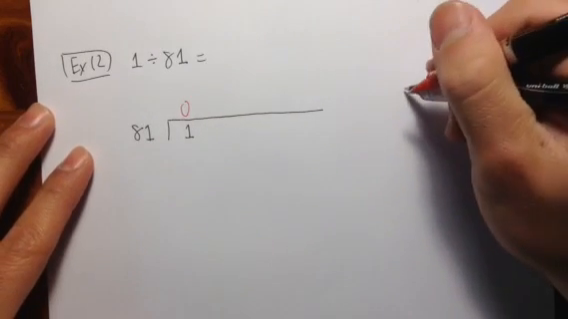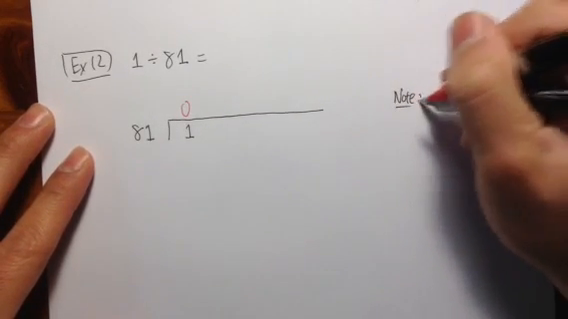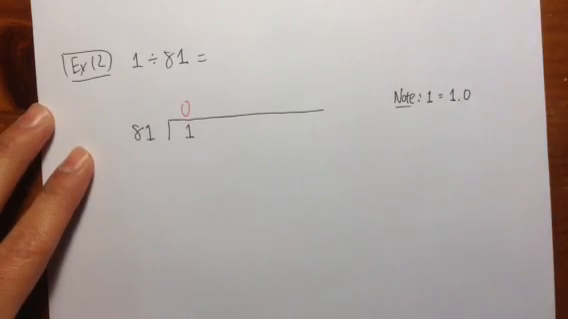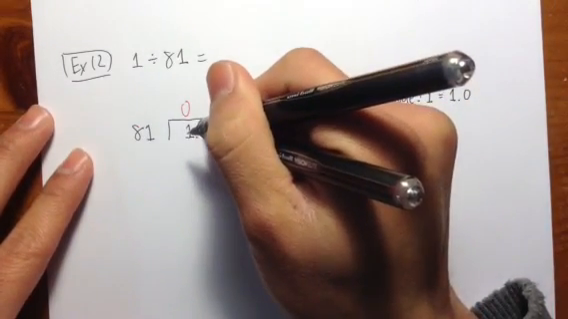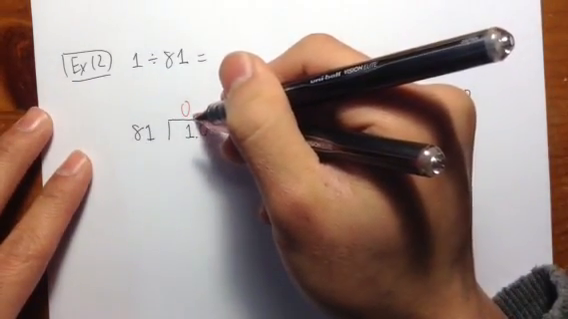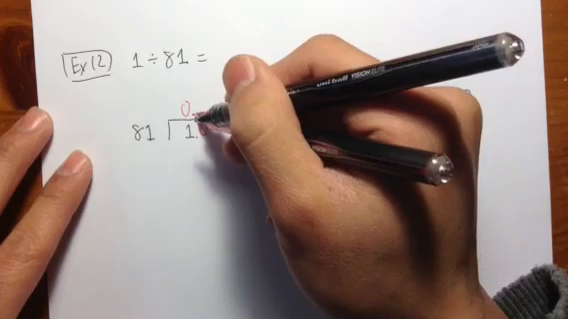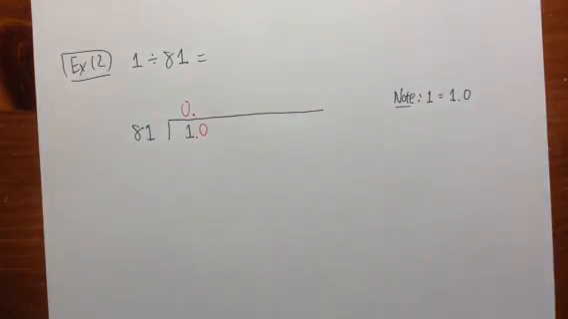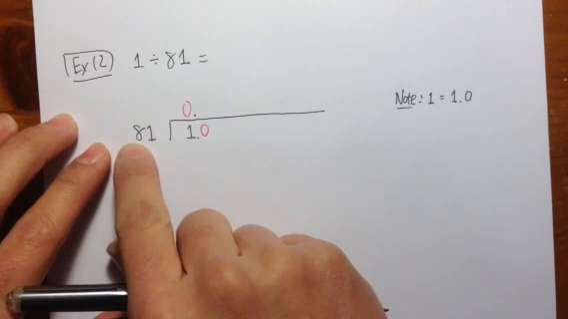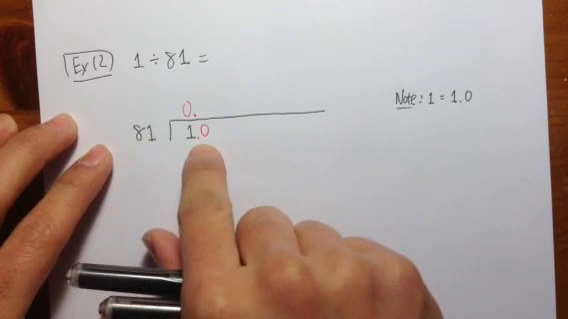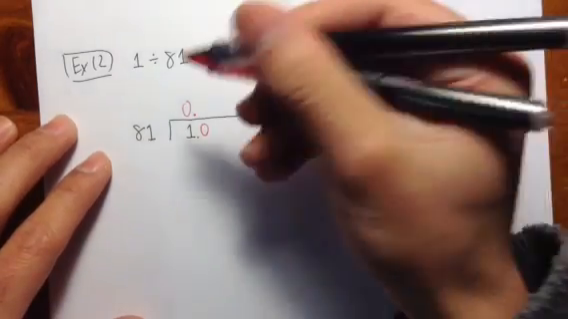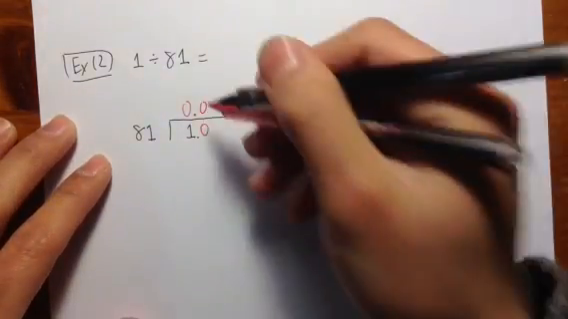And then I'm going to make a note on the side as usual. 1 is equal to 1.0. I can add a decimal point and then I can put a 0 right there. And then also put a decimal point for the answer part. Line up the decimal point. Okay, so 81 and 10, we're looking at this as 10. Unfortunately, 81 goes into 10 0 times. So put down the 0.